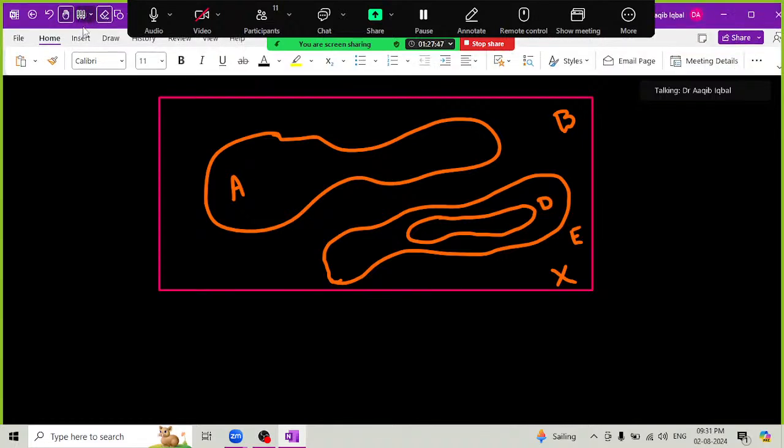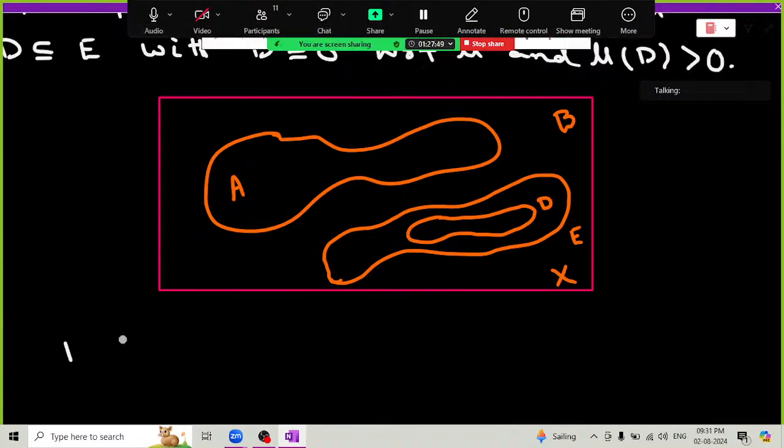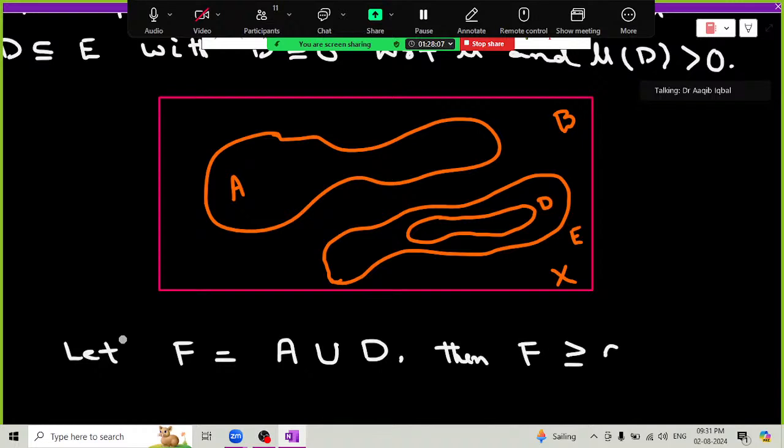अब हम क्या करेंगे? I'll create a set F. Let capital F be equal, और इस कैपिटल F में क्या लूँगा? इसमें एक तो मैं A लूँगा और इसको मैं अटैच करूँगा D. सो कैपिटल F विल बी A यूनियन D. देन इफ कैपिटल F इज दिस, देन कैपिटल F इज अ पॉजिटिव सेट. क्यों? बिकॉज A एंड D दे आर बोथ पॉजिटिव सेट्स.